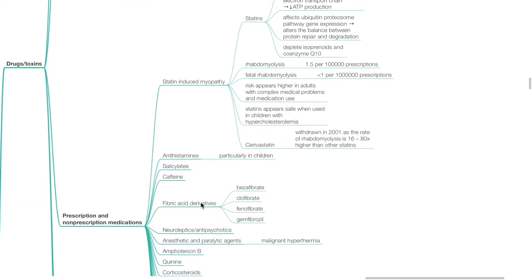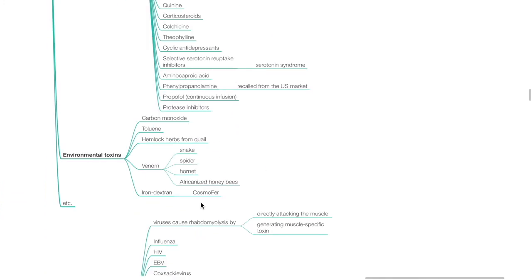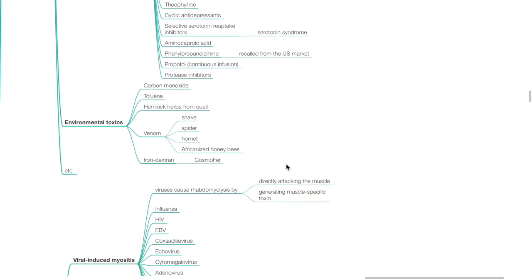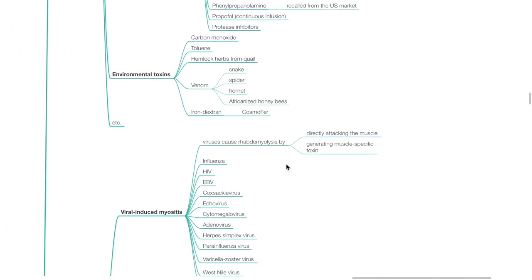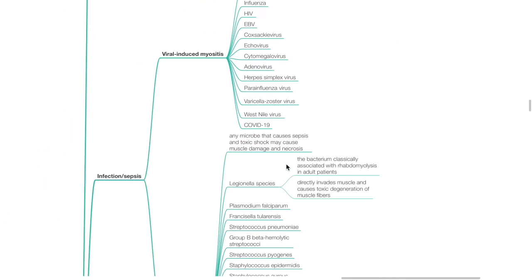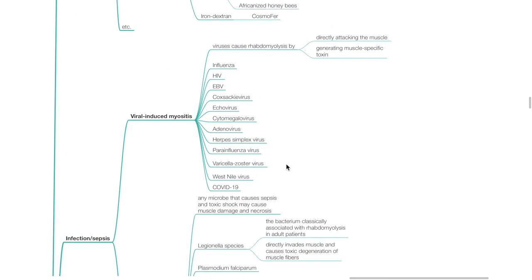Environmental toxins that can cause rhabdomyolysis include carbon monoxide, toluene, hemlock herbs from quail, venom from snake, spider, hornet, or Africanized honeybees, and iron dextran, also known as Cosmofer. Infection or sepsis can cause rhabdomyolysis.